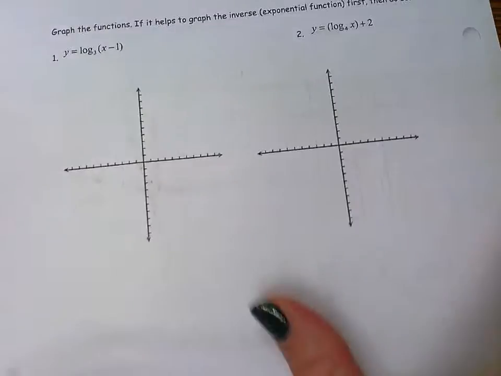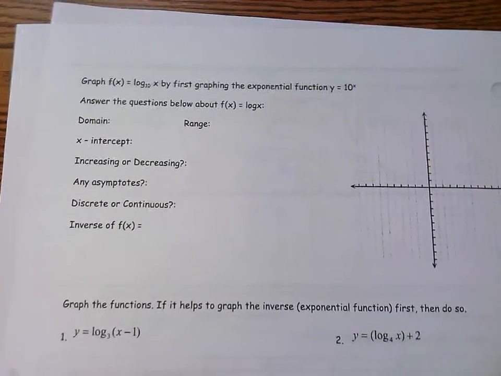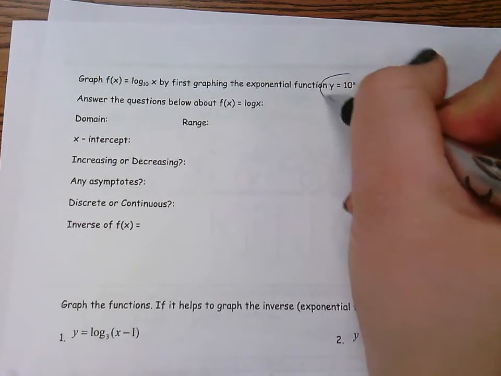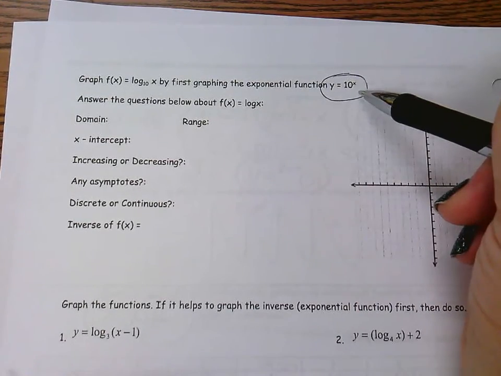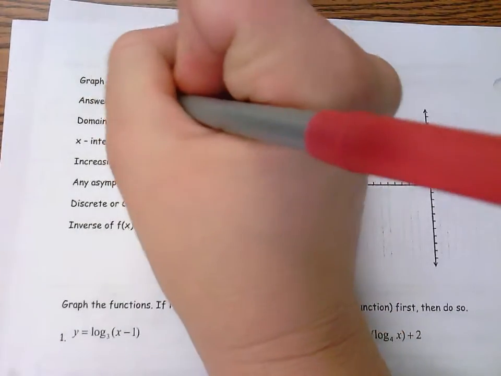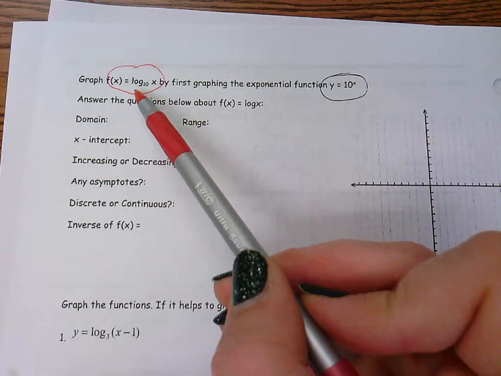So here's a couple more. This one now is base 10. So I'm going to do kind of the same thing. If I graph in black the exponential function for base 10, all I need to do is flip the points to do my inverse in red for the log base 10.